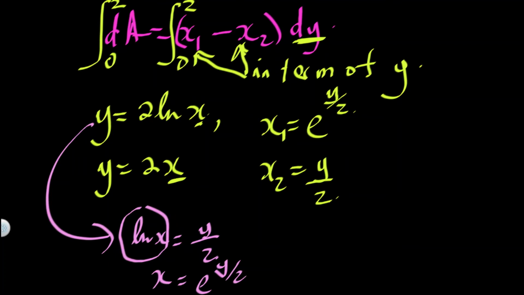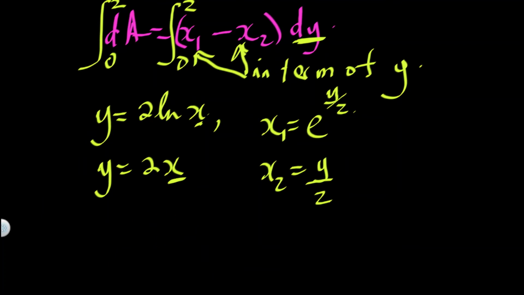So what we need to do next is to replace x1 with these two values that we have here. We replace x1 with e to the power y over 2, and we replace x2 with y over 2, and we do our definite integration with respect to y. Then from there we can get the area that we're looking for. So let us go to that.